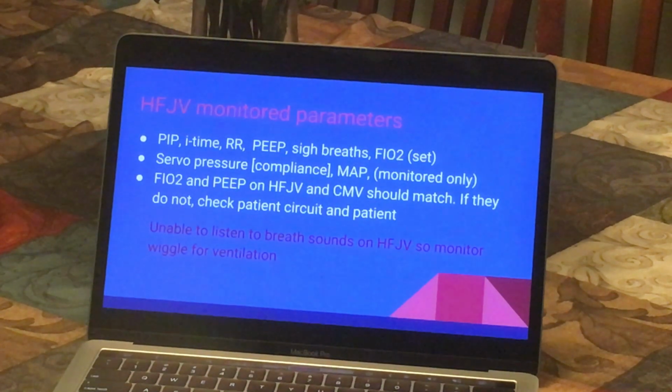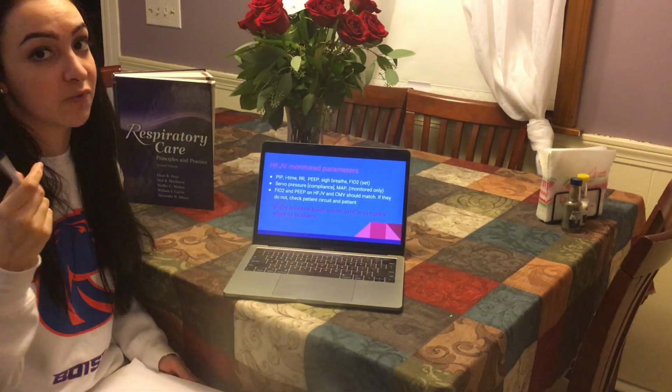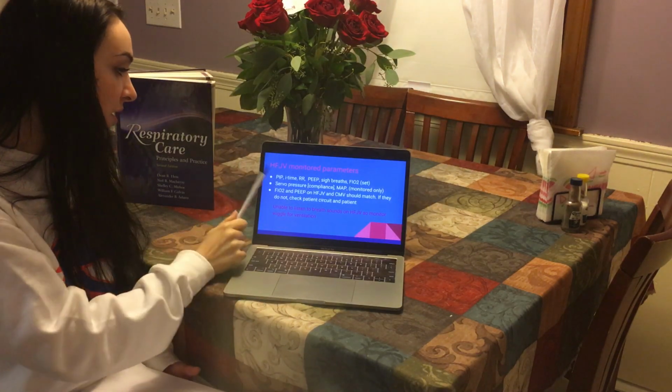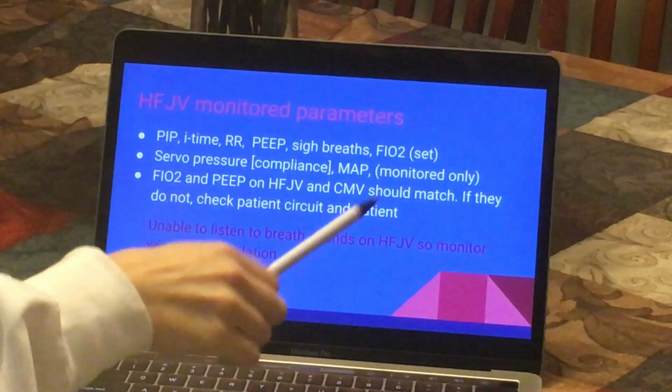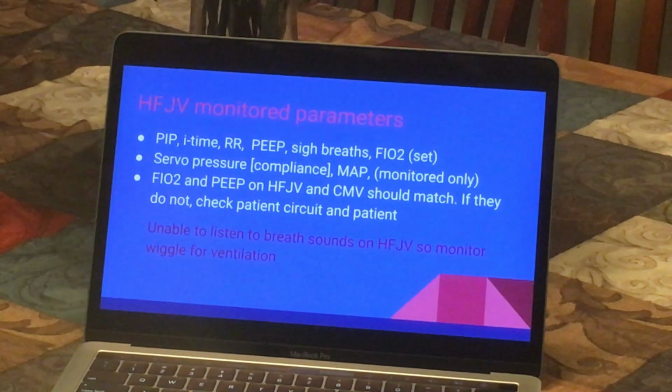Now it goes the other way too. If you go from a servo pressure of 2 to 1, you might have a plug, you might have secretions, or you might just have worsening lung compliance, and you'd have to figure out why that is happening. Your FiO2 and your PEEP on the jet and ventilator should match. If they don't, check the circuit for water, for leaks, or check your patient for something, because something is going wrong.